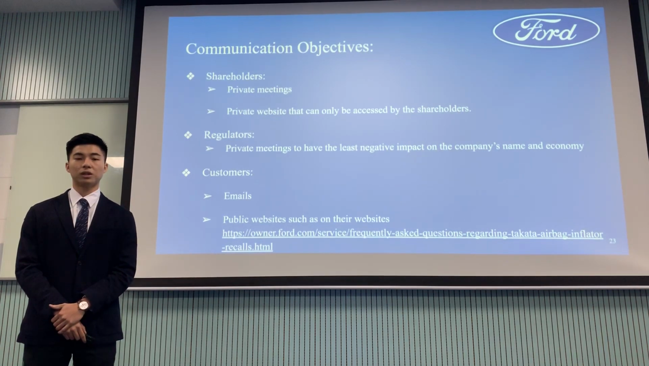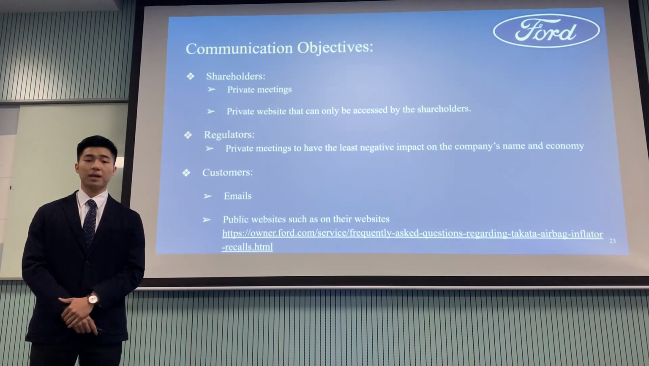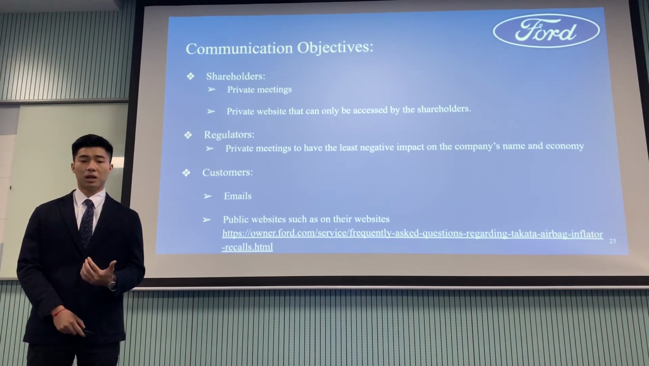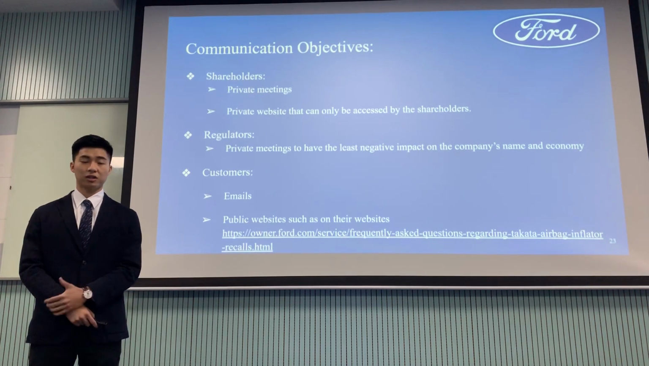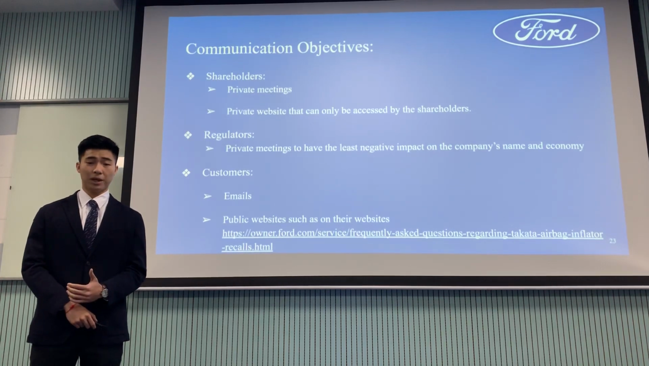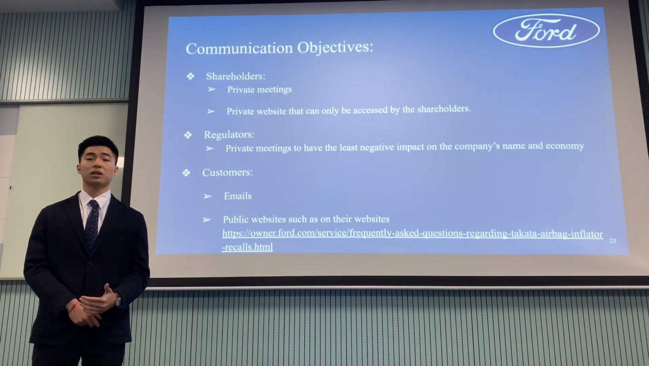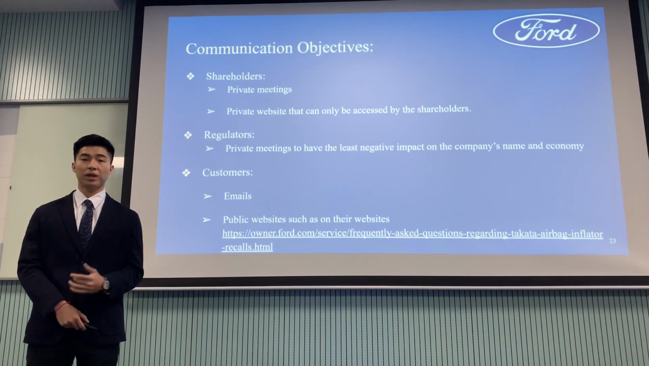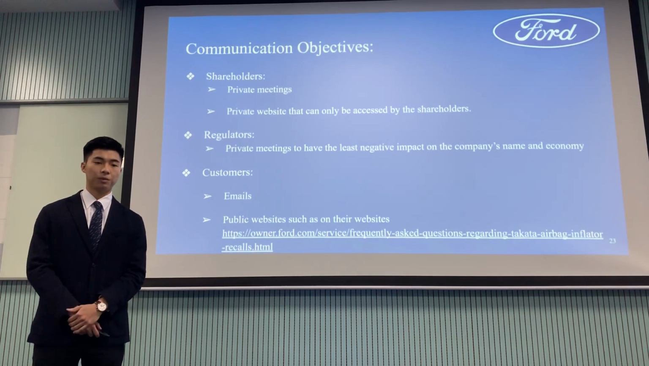The definitive stakeholders that are shareholders require private meetings and a private website that can only be accessed by shareholders. We need them to understand the issue, and we have to show that we understand their concern as well. With regulators, we also need to conduct a private meeting so that we can have the least negative impact on the company's name as well as the company's financial status. This helps us prevent regulation that goes against our production line as well as our business model.